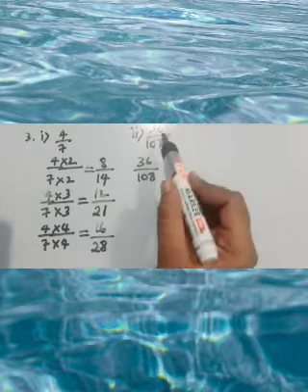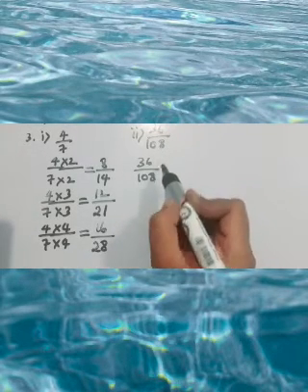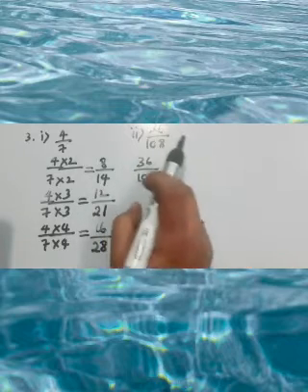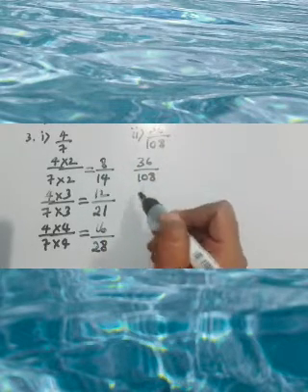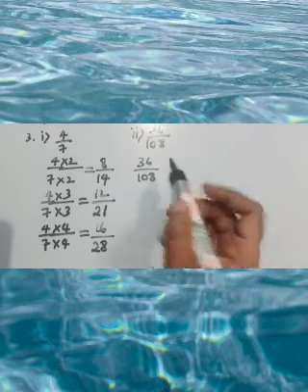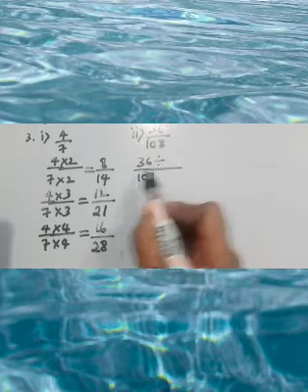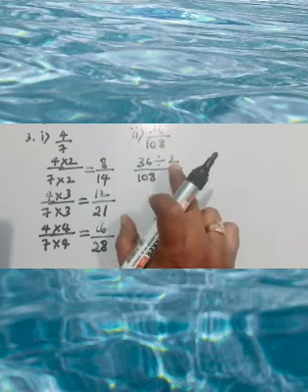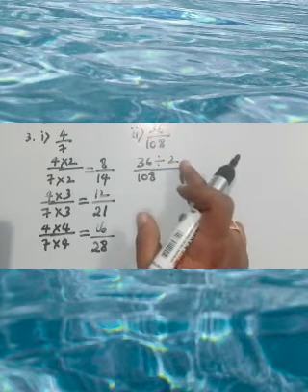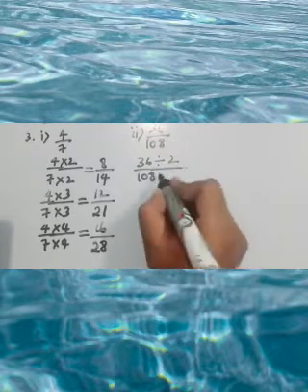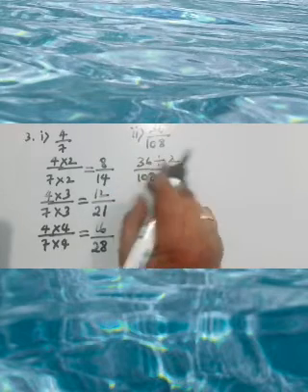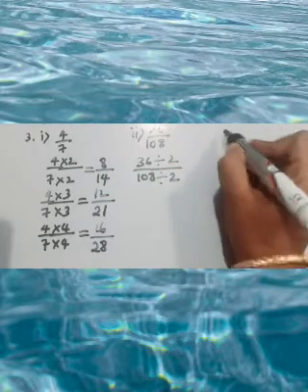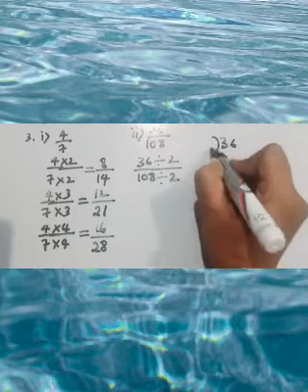Children, next question is 36 by 108. Here it is in the highest form, children. So to convert it into the lowest term, what I do is I divide 36 by 2. This is the common divisor 2. I am going to divide the numerator as well as the denominator. 36 divided by 2. Children, you know how to divide 36 by 2.